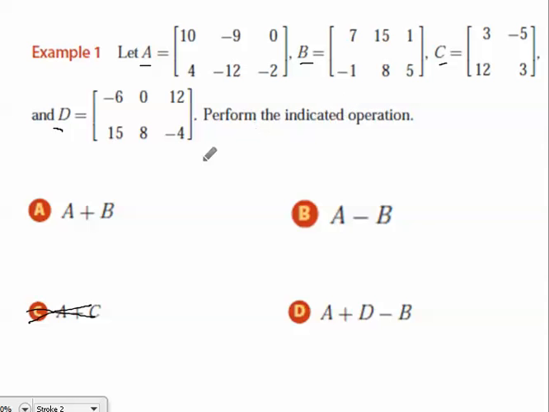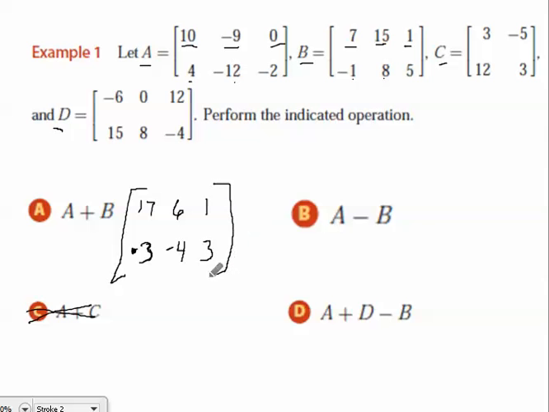Sorry. Okay? So if I'm adding A and B, 10 and 7 is going to give me 17. Negative 9 and 15 is going to give me a 6. 0 and 1 is going to give you a 1. 4 and negative 1 gives you a positive 3. Negative 12 and 8 is going to give you a negative 4. Negative 2 and 5 is going to give you a 3. And that would be the combination A plus B.